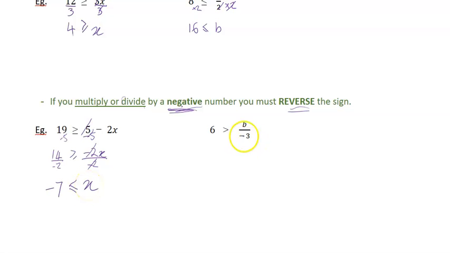Okay, so have a look at this example. To cancel that negative 3, I need to multiply by negative 3. Again, I'm multiplying and it's a negative. So the b is on its own. You do the calculation, that's negative 18, and you flip the sign the other way.